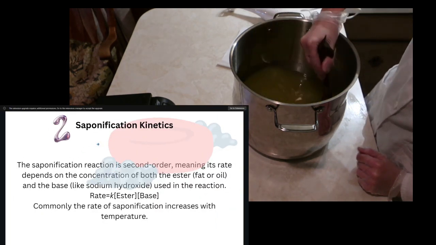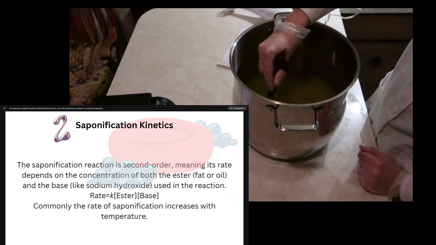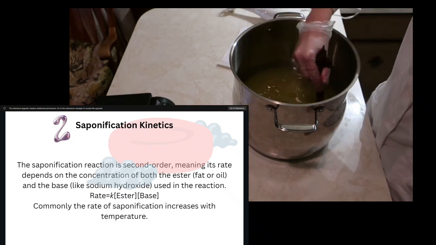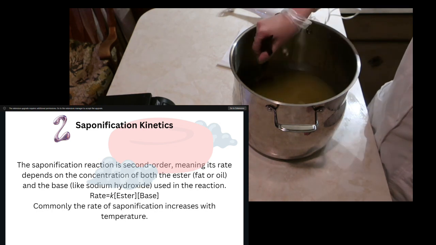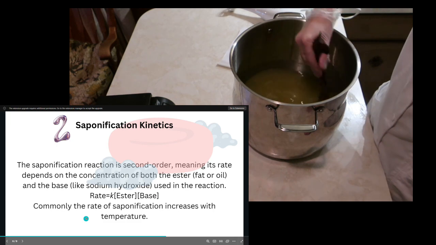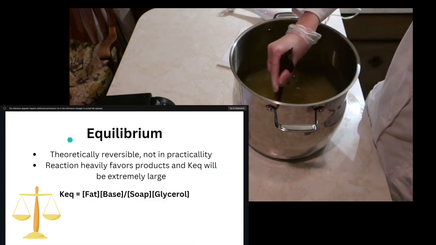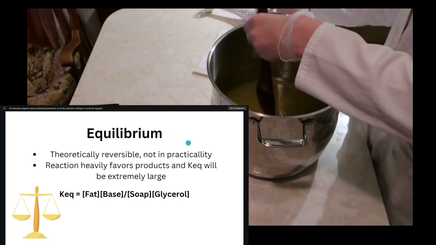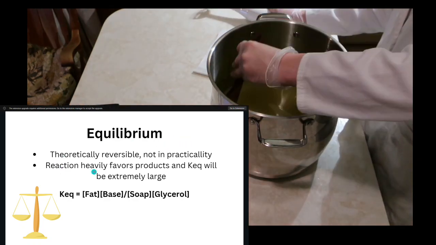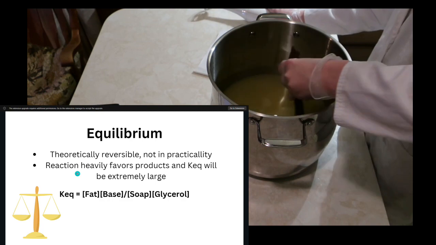Kinetics. The saponification reaction is second order, meaning its rate depends on the concentration of both the ester, fat or oil, and the base, like sodium hydroxide, used for the reaction. Commonly, the rate of saponification increases with temperature. Equilibrium. Theoretically it is reversible, but practically it's really not. The reaction heavily favors products, and the Keq will be extremely large.